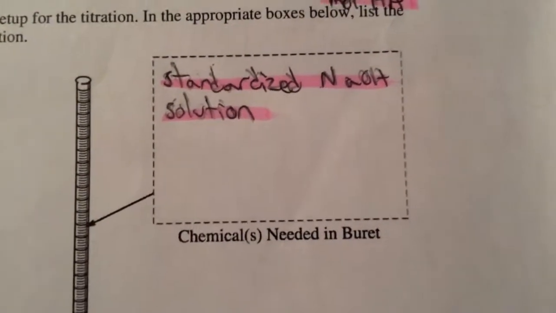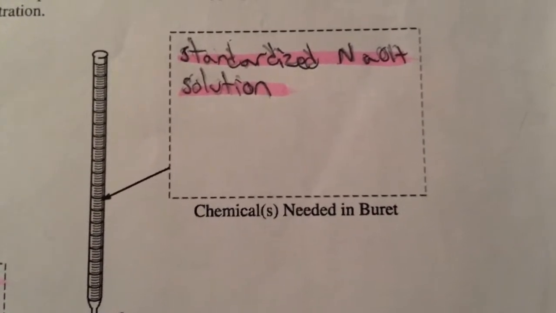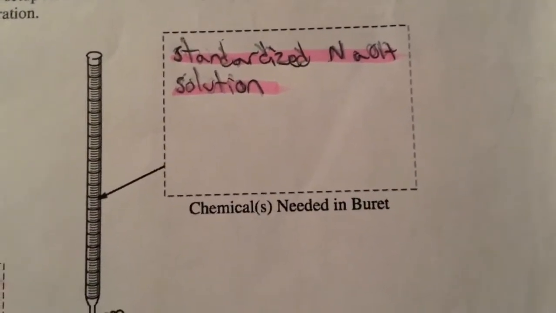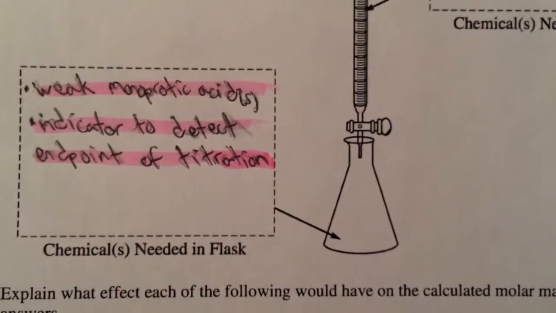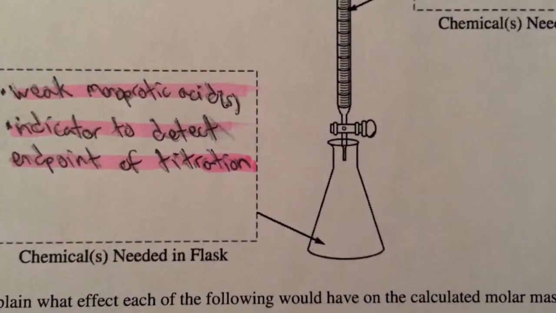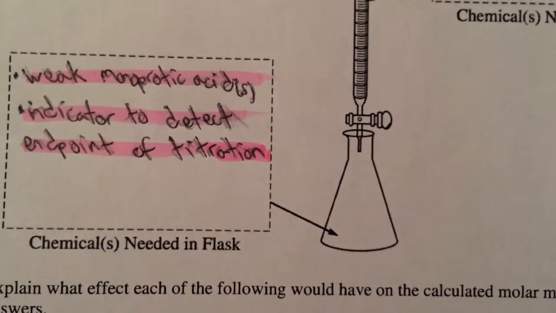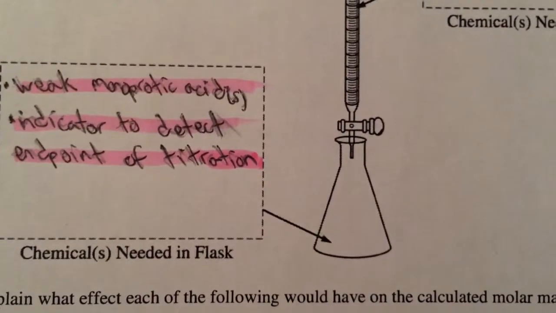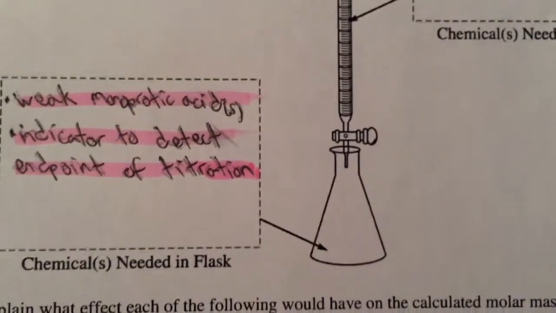And here's the diagram for part F. This is the burette, and in the burette is standardized sodium hydroxide solution. And then we have the Erlenmeyer flask here, which has weak monoprotic acid, solid, and an indicator to detect the endpoint of the titration, as the color changes when the endpoint is reached, when enough NaOH is added.